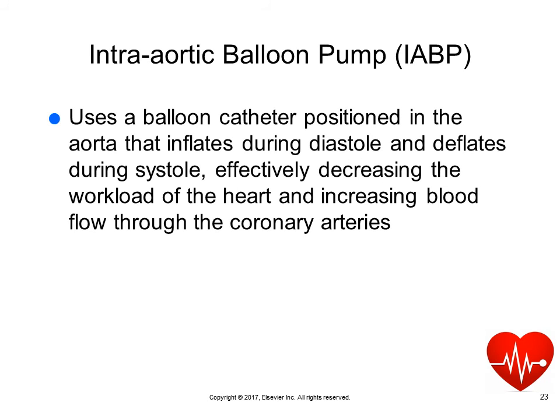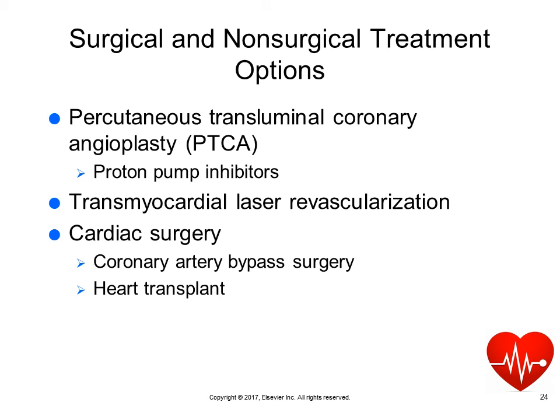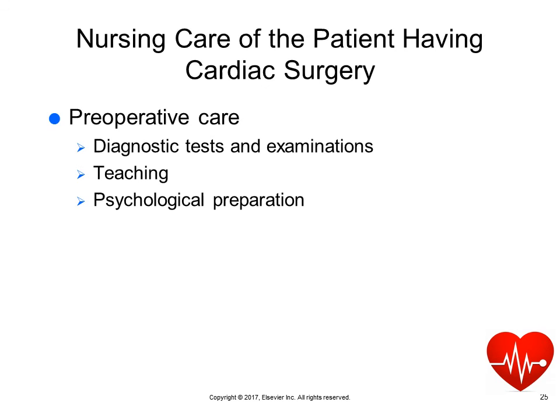The intra-aortic balloon pump, or IABP, uses a balloon catheter positioned in the aorta that inflates during diastole and deflates during systole, effectively decreasing the workload of the heart and increasing blood flow through the coronary arteries. Surgical and non-surgical treatment options include percutaneous transluminal coronary angioplasty, PTCA, proton pump inhibitors, transmyocardial laser revascularization, and then two types of cardiac surgery that are common: coronary artery bypass surgery, or CABG, which stands for graft, or heart transplant.